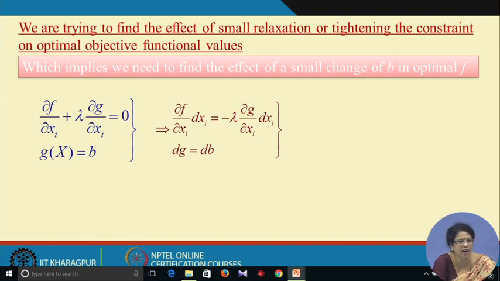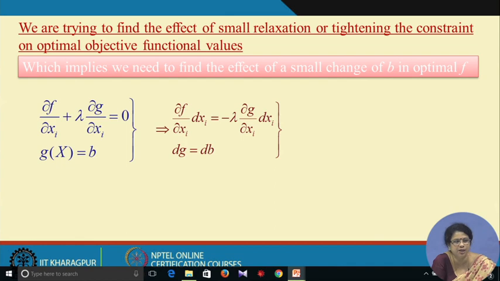Depending on the value of lambda, we will get a great deal out of it. That is why we are changing b. That is why we can say that g equal to b is a given constraint, but we can take a small increment on both sides.